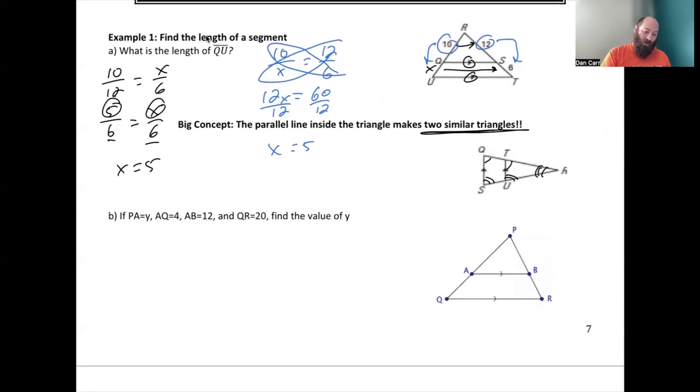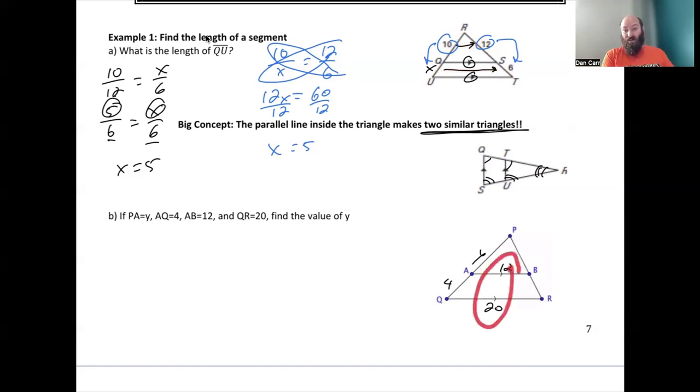So for our next example here, we got PA is Y. So that's Y right here. AQ is 4, AB is 12, and then QR is 20. Find the value of Y. This is a great example of that. Notice how when I did my proportions, I did side length here to side length here, this side to this side. I never involved the parallel sides themselves.